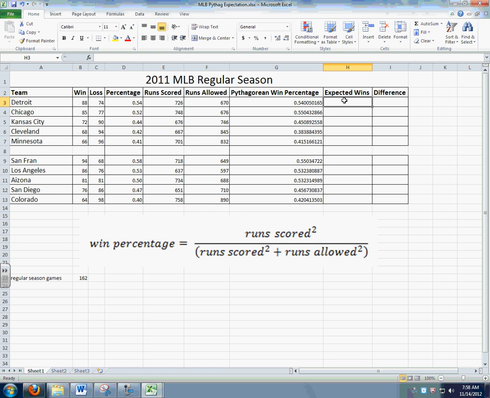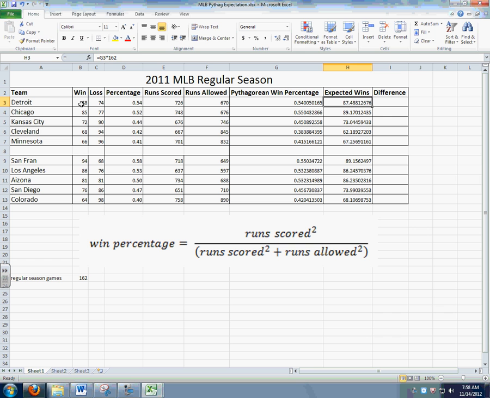Okay, now to find the number of expected wins based on this formula, we need to take their win percentage and multiply by the number of games that they played. So equals this cell times 162 games that they played. Okay, now again, we should just have to drag this down, delete this one, and there you go. So based on the runs scored and runs allowed, Detroit should have won 87.5 games.